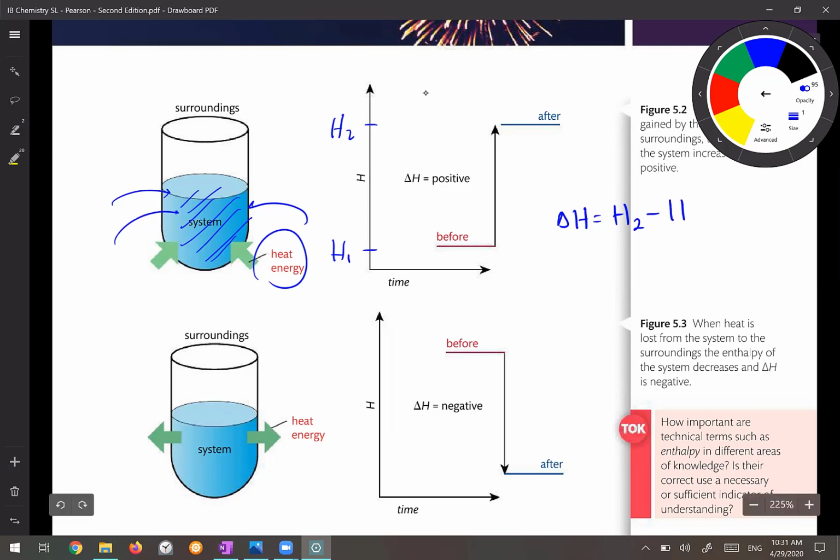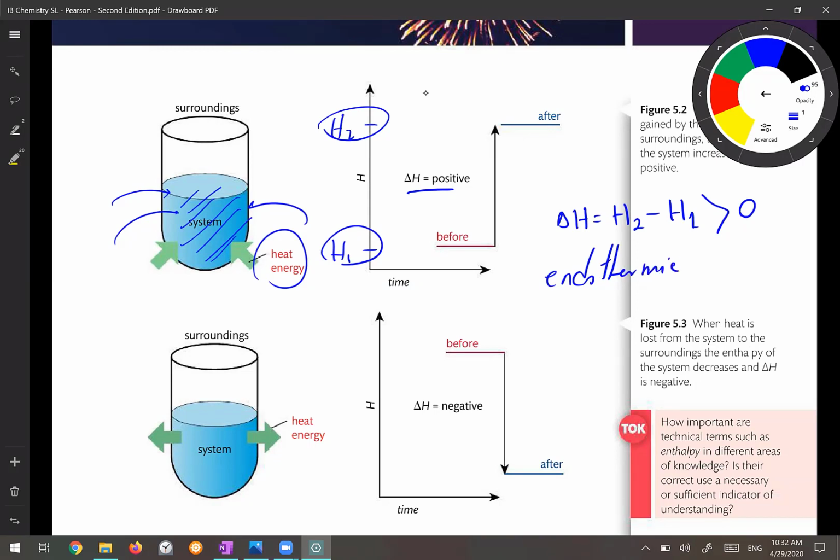Okay. So if we want to show the energy change, or delta H, which is the energy content after the reaction minus the energy content before the reaction, you can see H2 is bigger than H1. So delta H is positive here. Delta H positive represents an endothermic reaction. So an endothermic reaction is a reaction in which heat goes from the surroundings into the system, and the energy content of the system increases. The products have more energy than the reactants. So what happens to this test tube? What happens to its temperature?